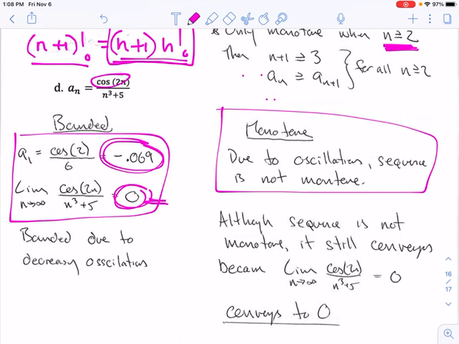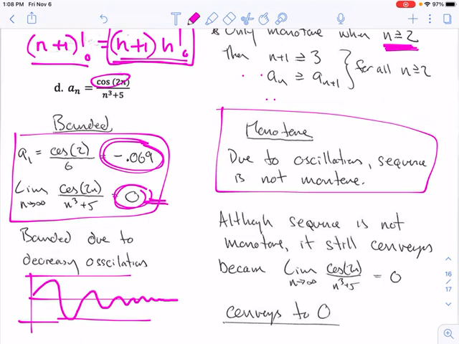So it is bounded due to decreasing oscillations. What's actually happening is you've got decreasing oscillations. They're getting smaller and smaller, right? So it's bounded above here, bounded below, whatever that is, but finding those values can be tricky. Anytime you have something with a trig function, it's kind of tricky, but if it's a sine and cosine, you know it's oscillating, and so it's not going to be monotone. So although the sequence is not monotone, it still converges. It's bounded, but it's not monotone. So you might be thinking, how can it be bounded and not monotone? Because of the decreasing oscillations.